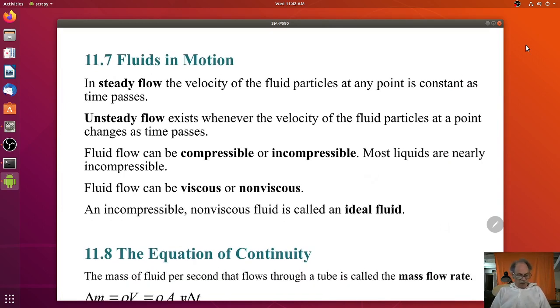Okay, fluids that are flowing. Steady flow, the velocity of fluid particles is constant, so it's a steady flow. Unsteady flow means that the velocity at a point is changing. Makes sense.